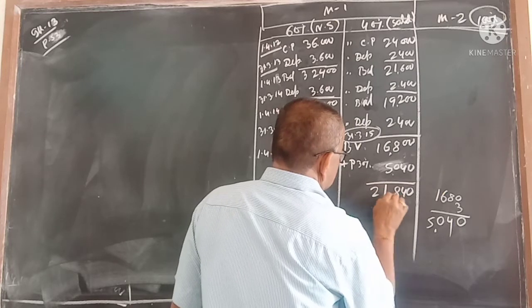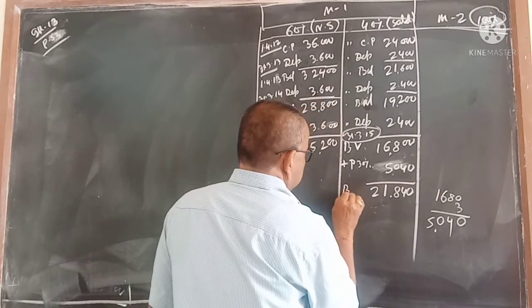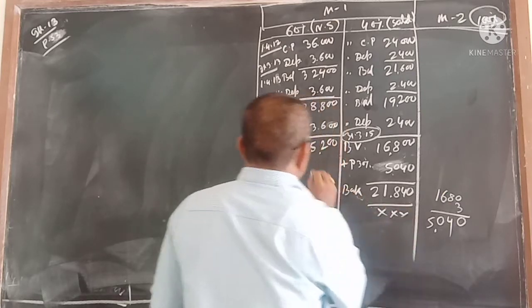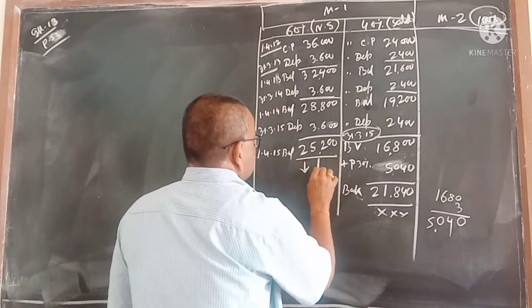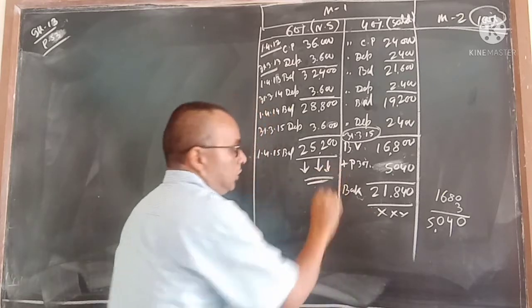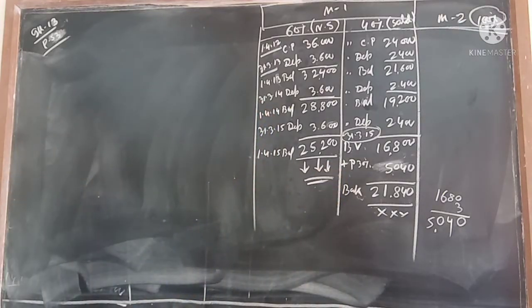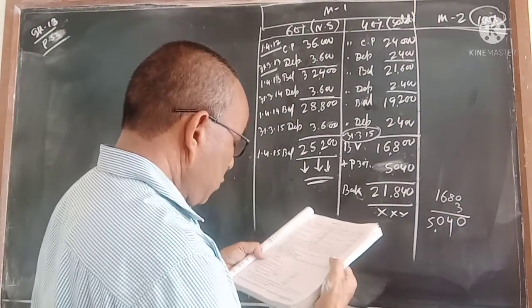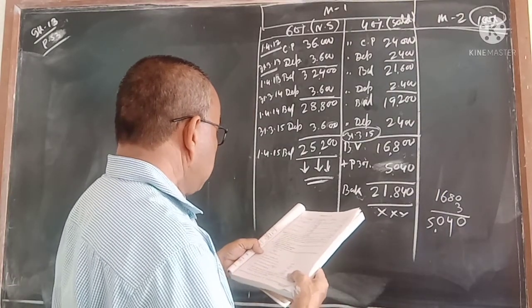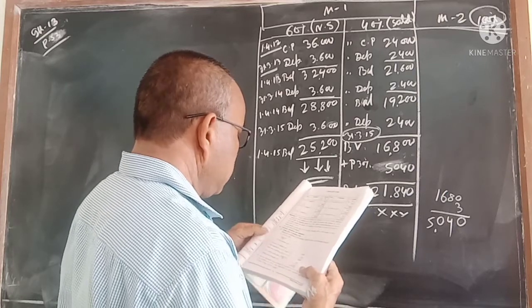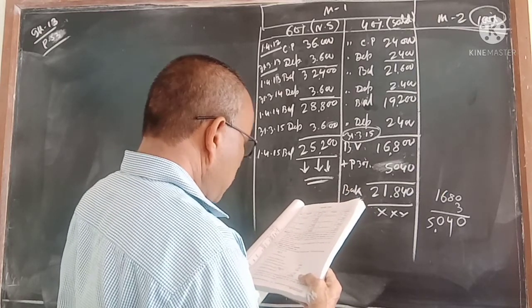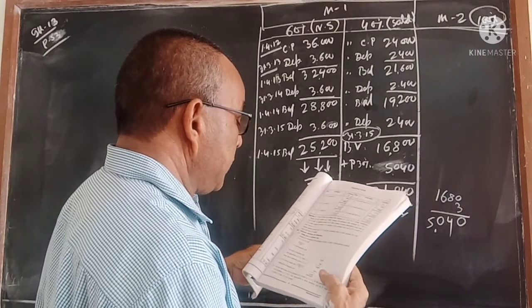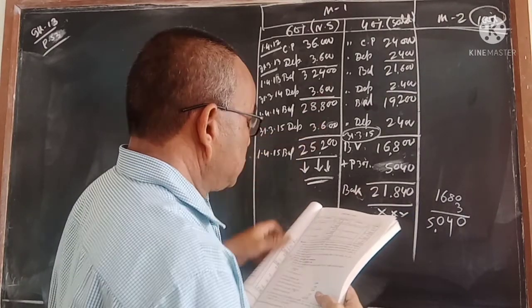If you add, this will get 840. Add 8,800. This is bank. And this is your sold machines. And this is book value which is carried on. I will explain once again. Let me check whether I have done it correct or wrong. 21,840 correct only. And this balance you will get 25,200. I think it is correct only. Okay.